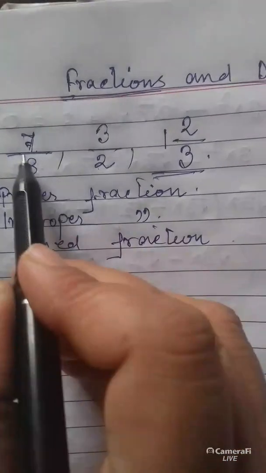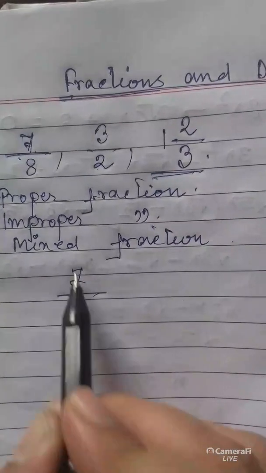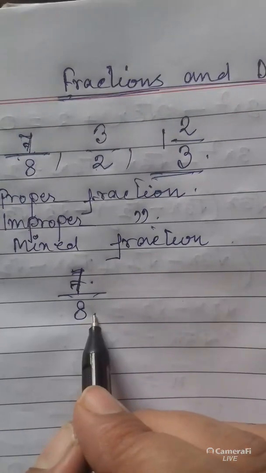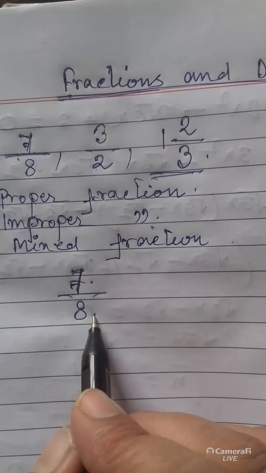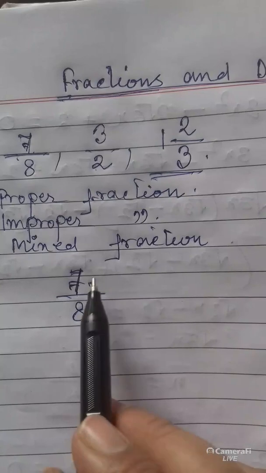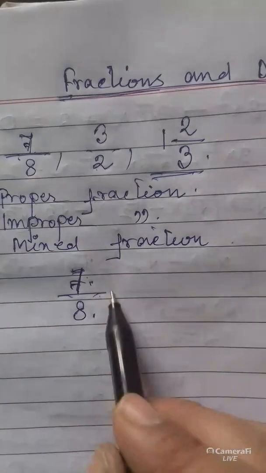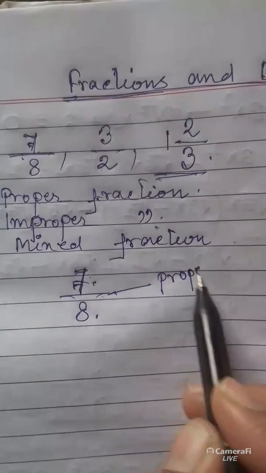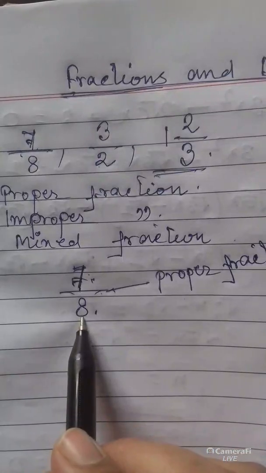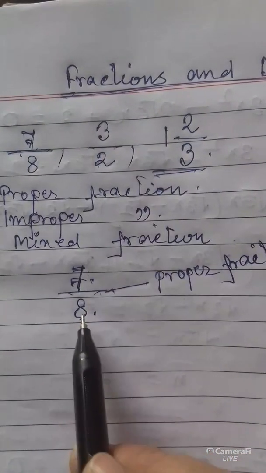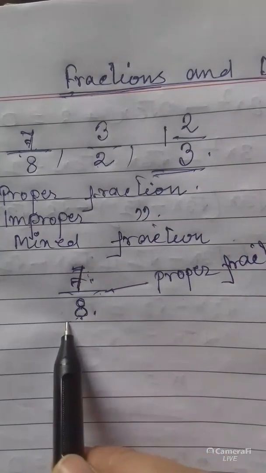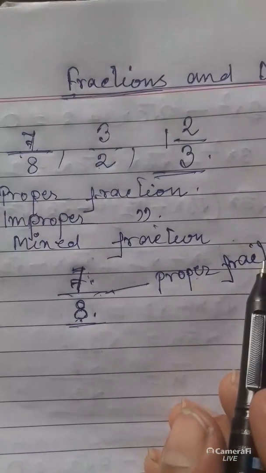In a fraction, suppose 7 by 8, 7 is known as the numerator and 8 is known as the denominator. So when the numerator is less than the denominator, or the denominator is greater than the numerator, then it is called a proper fraction. This fraction is known as a proper fraction.